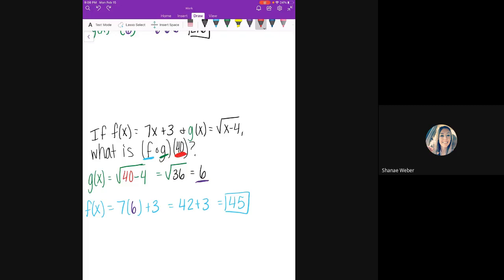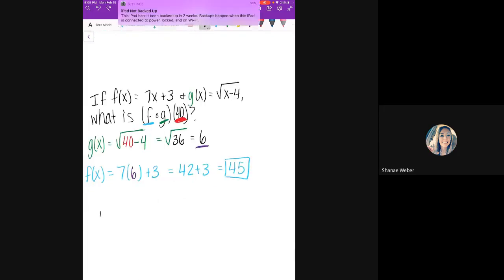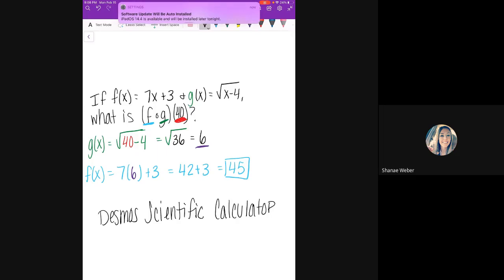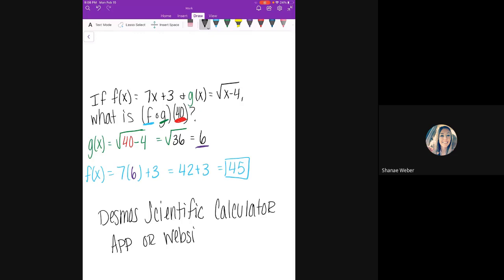Okay, and that's it. The math is pretty simple. You might need to use a calculator. Remember, I always recommend that you use the Desmos scientific calculator. That's an app that you can get or a website. So you can get the app or you can look it up on the website. And you just Google Desmos Scientific Calculator and you'll get that.